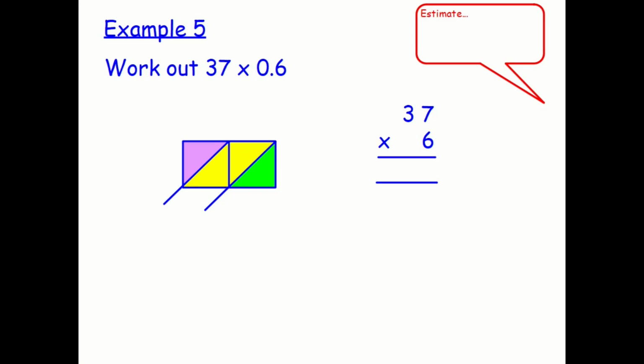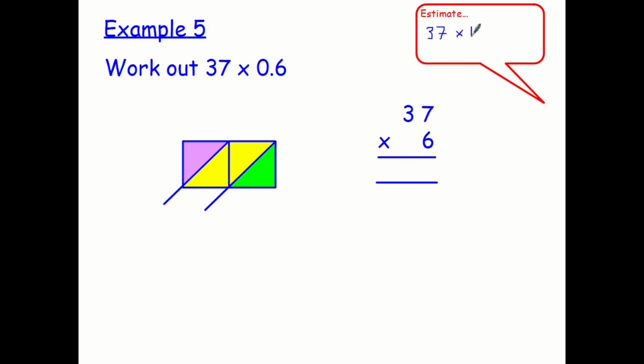Example 5. Work out 37 multiplied by 0.6. Okay, this is a different kind of one to what we're used to. We're now multiplying by 0.6, which is less than 1. It is under the value of 1. So my estimate is just going to be 37 multiplied by, well, 0.6. I don't want to make it 0.5 or anything like that. That's just going to make it difficult.